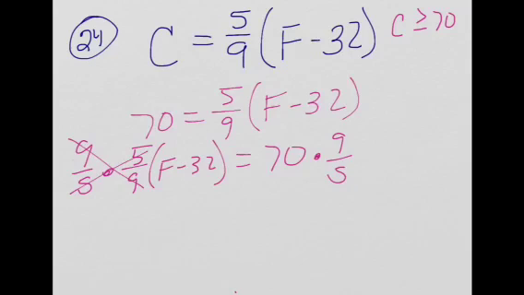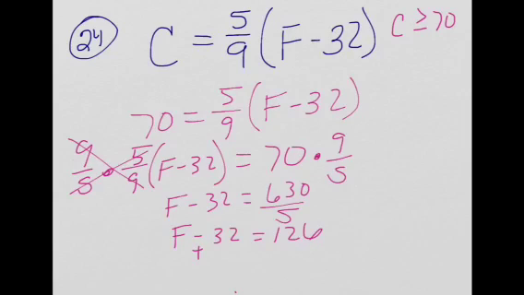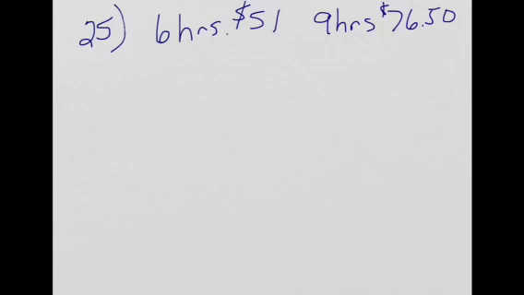That's going to cancel that out, and this is going to leave me with f minus 32 is equal to 630 over 5. So we're going to simplify that fraction. F minus 32 is equal to 126. Add the 32, add the 32, and we're going to have f is equal to 158.